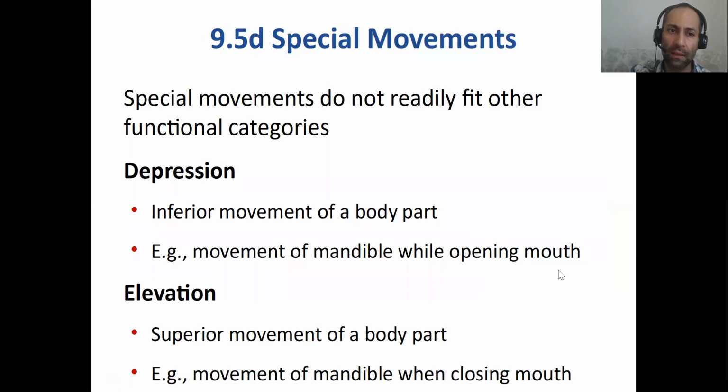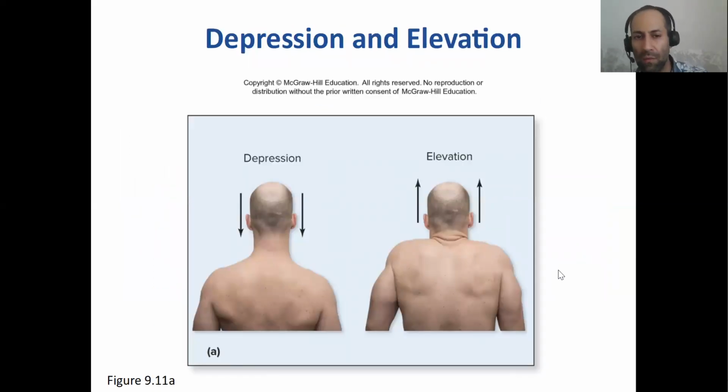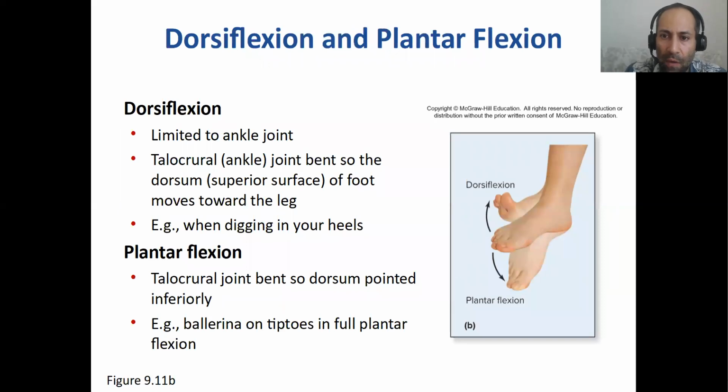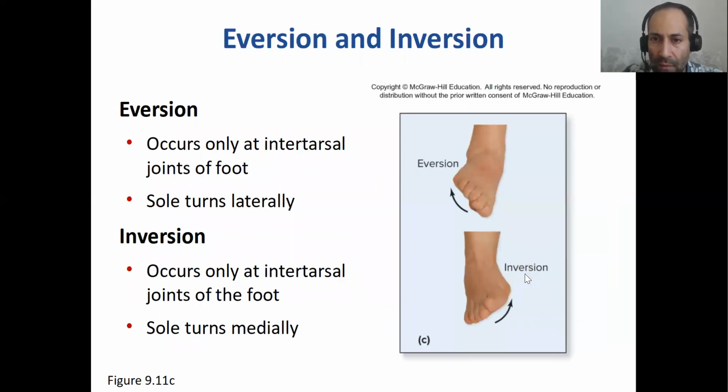Pronation and supination. Depression and elevation, depression of the shoulders, like when you slouch your shoulders, and when you elevate them, that's elevation, right? Like shrugging your shoulders up like this. Dorsiflexion is when you move your foot upwards, as in the picture. Plantar flexion is when you move your foot downwards, when you flex your foot towards the plantar surface. Plantar surface is the sole of the foot because it plants you on the ground. So plantar flexion. Eversion, moving the foot outwards, and inversion, moving the foot inwards, as you see.